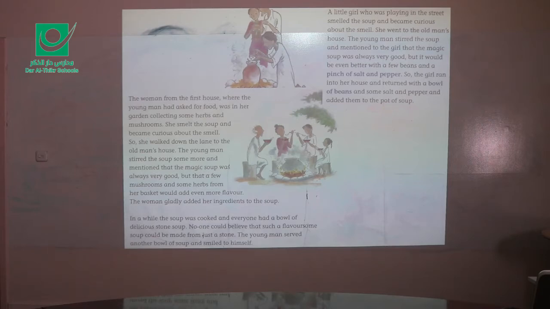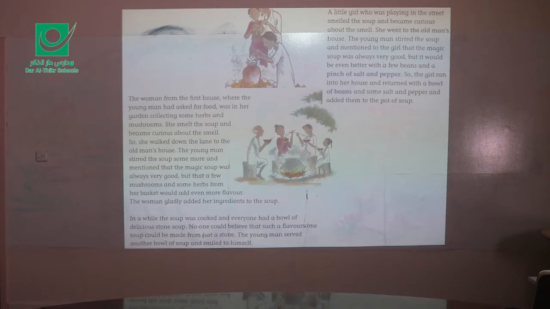The woman from the first house where the young man had asked for food was in her garden collecting some herbs and mushrooms. She smelt the soup and became curious about the smell. So she walked down the lane to the old man's house. The young man stirred the soup some more and mentioned that the magic soup was always very good, but that a few mushrooms and some herbs from her basket would add even more flavour. The woman gladly added her ingredients to the soup.